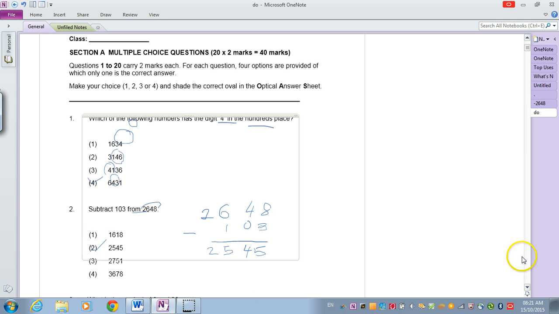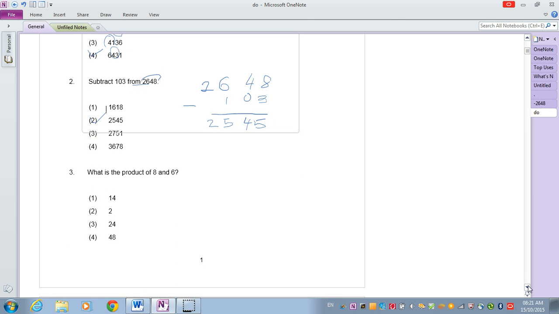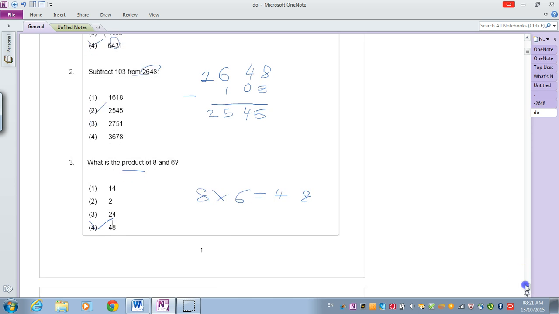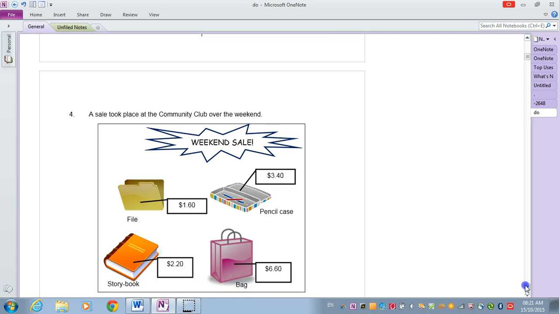Okay, let's move on. Let's go to question number 3. Now question 3 says, what is the product of 8 and 6? Remember, product means multiply. So 8 times 6 would give us 48. So that will give us option number 4.